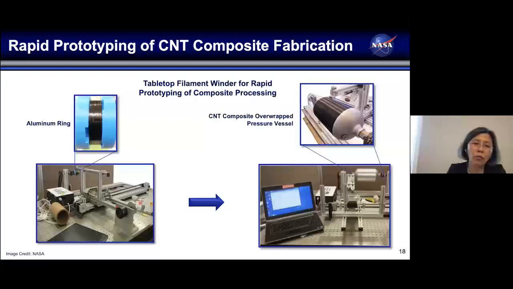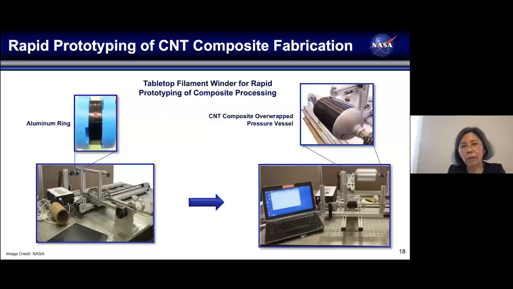And what this let us do was use a small amount of material and mimic the process. And so here's where the spool would be set up, and then it went through a dip tank so that we can coat the fiber with resin and then wind it up on a small cylinder.